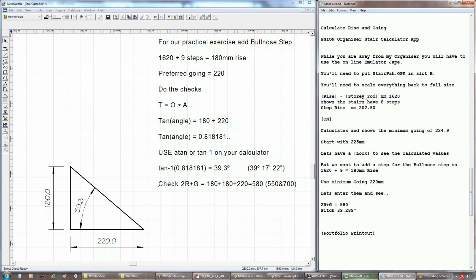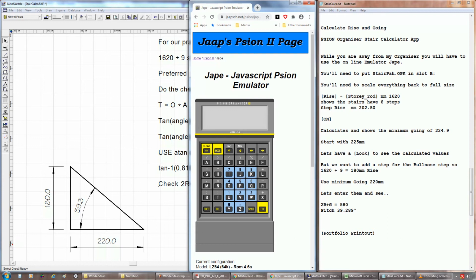So that would be the working out that you'd include on my drawing, so that you can show the assessor we know what we're doing. If you're in the workshop, you might want to include the printout from the PSION Organiser to also show that you can use the calculator to do it. So there are some values in here, so we'll just put a new value in of 1620mm for our story rod, and that shows us, as we know, 8 steps, 202.5mm for the step rise.